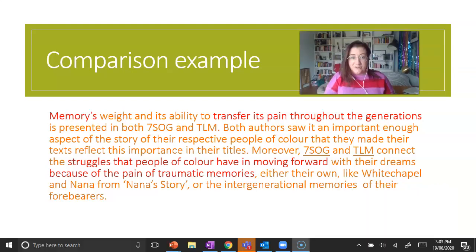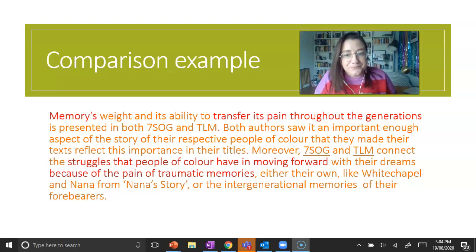So here it is. Memory's weight and its ability to transfer its pain throughout the generations is presented in both 7 Stages of Grieving and The Longest Memory. Both authors saw it as an important enough aspect of the story of their respective people of colour that they made their text reflect this importance in their titles, which refers to the evidence that I gave earlier about 7 Stages of Grieving. But it also says that it's done in The Longest Memory, because it's called The Longest Memory.